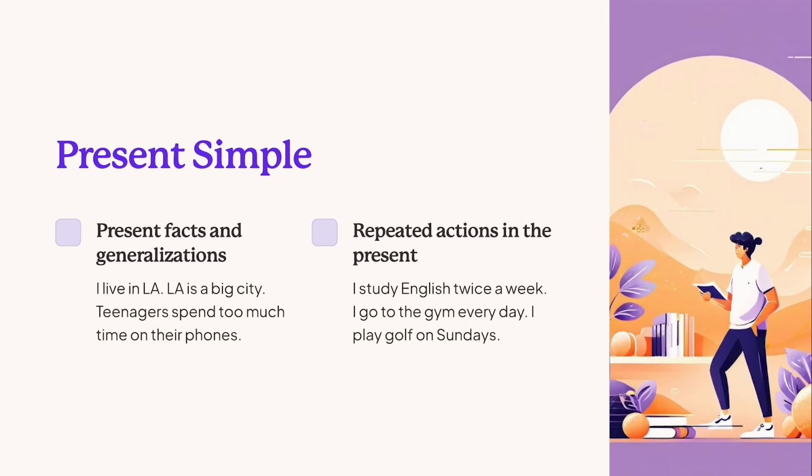For example, the present simple is used to talk about 1. Present facts and generalizations. I live in LA. It's a fact. LA is a big city. Another fact. Teenagers spend too much time on their phones. Generalization. Not all teenagers do this.